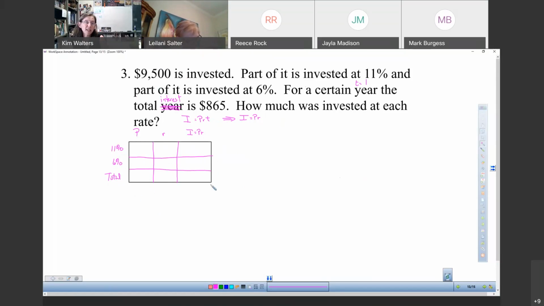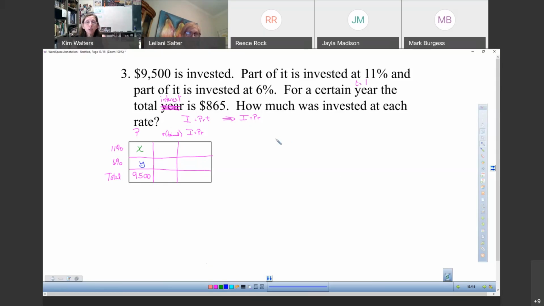Now here's where we're gonna have to be careful. Notice there are only two percents. So because there's only two percents, my percent has to be written as a decimal. So keep that in mind, okay? So 9,500 is invested. That is my total amount of my investment. One of these is going to be X and one of them is going to be Y. It doesn't matter. So I'm just going to let the first one be X and the second one be Y.